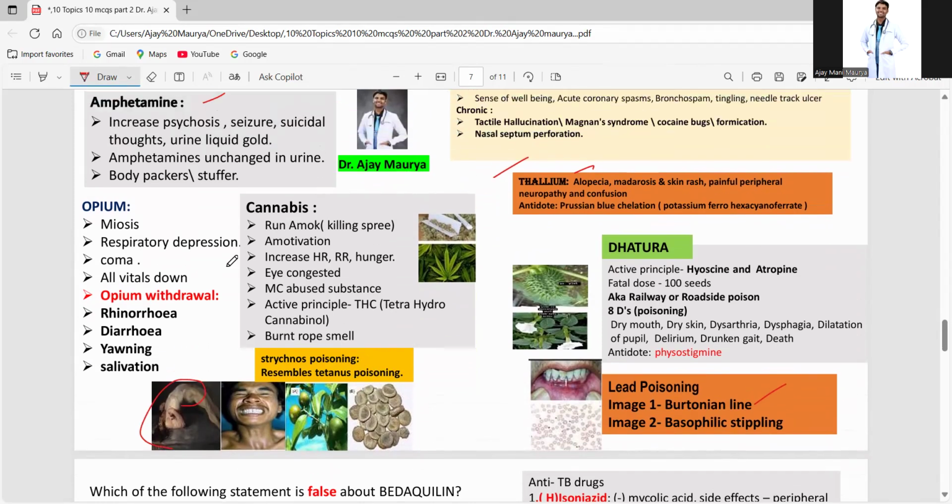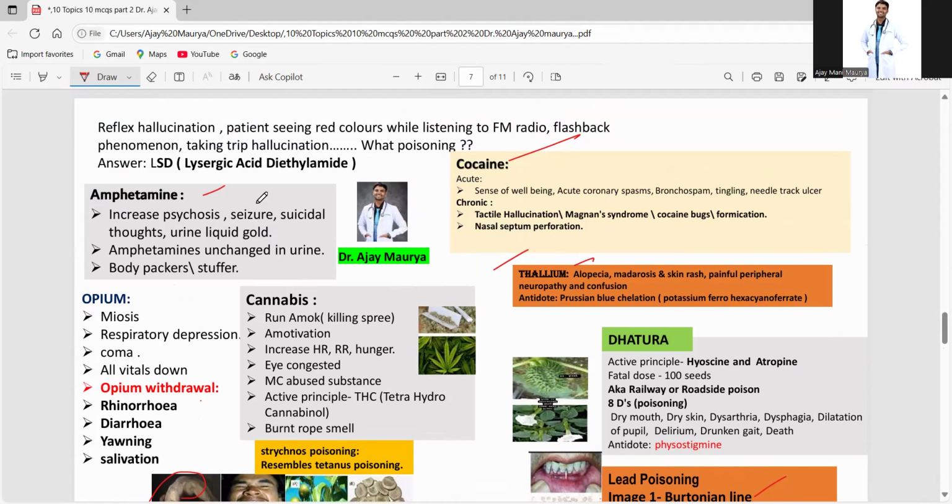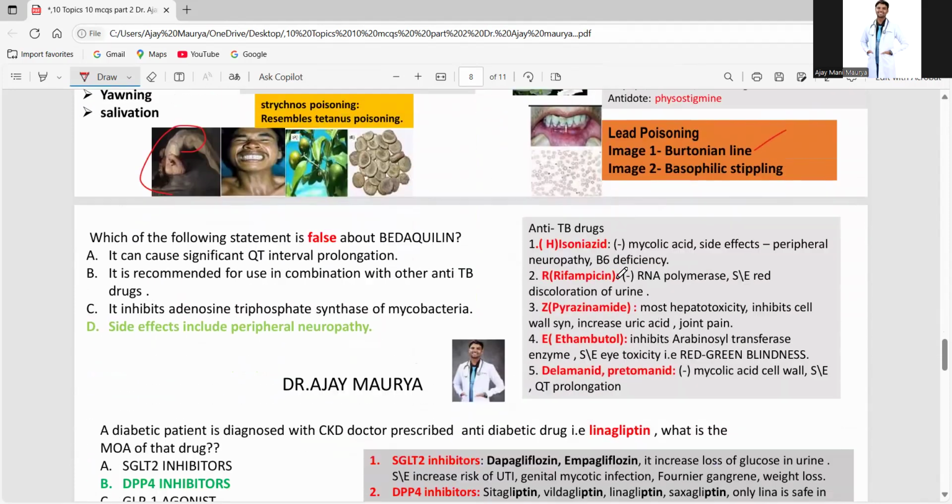Opium causes meiosis, respiratory depression, and coma. For opium withdrawal there are secretions: rhinorrhea, diarrhea, and salivation. Amphetamine causes increased psychosis, seizures, and suicidal tendency; urine is called liquid gold. They are also called body packers. Cocaine causes tactile hallucination, the Magnan effect. Okay, remember this one.